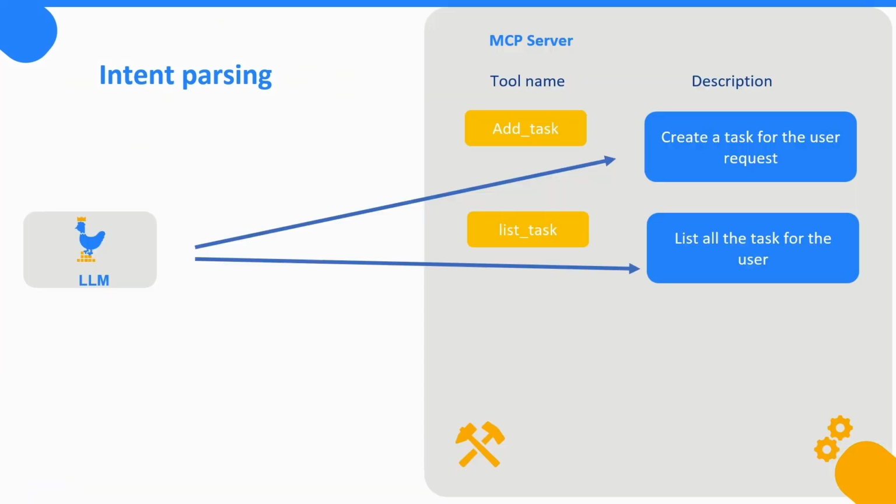It compares the meaning of what you said, that is the human language, to the meaning of every tool description. Best match wins. That's not keyword matching. That's semantic understanding. And that's why your tool descriptions matter much more than your tool name.